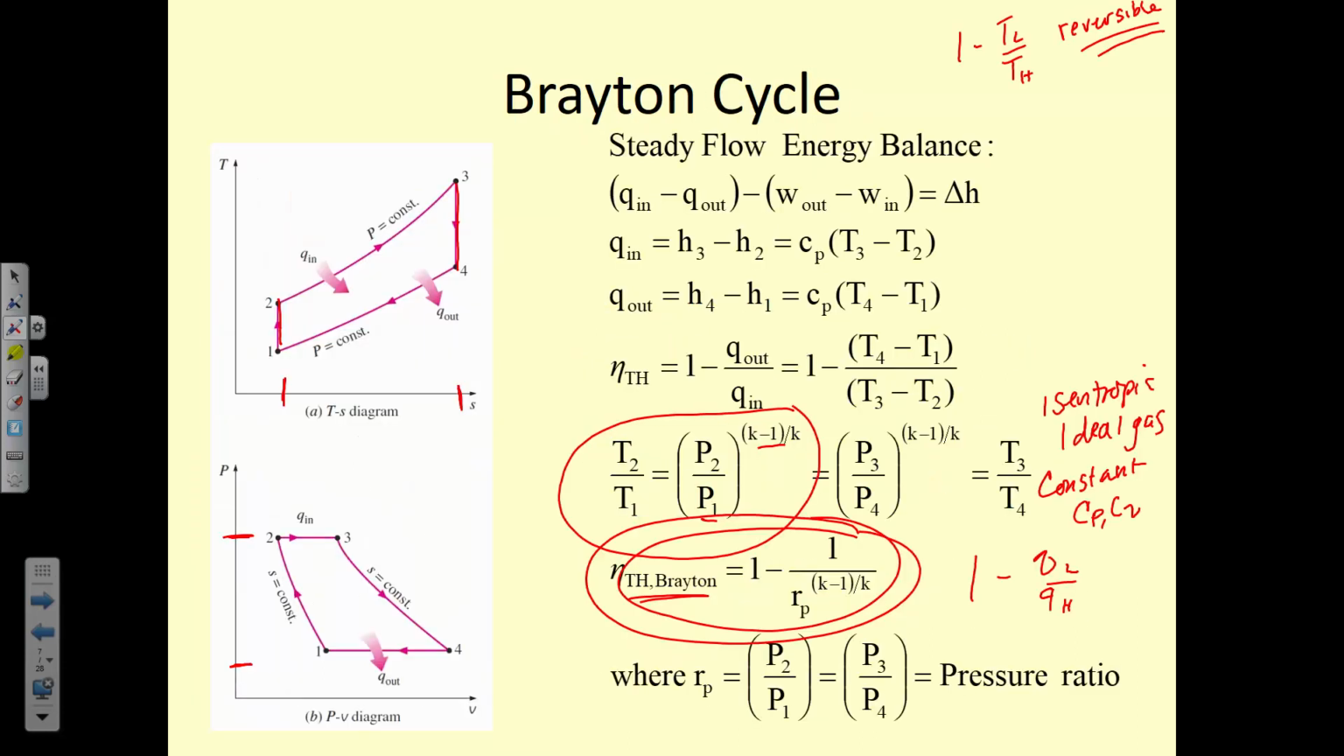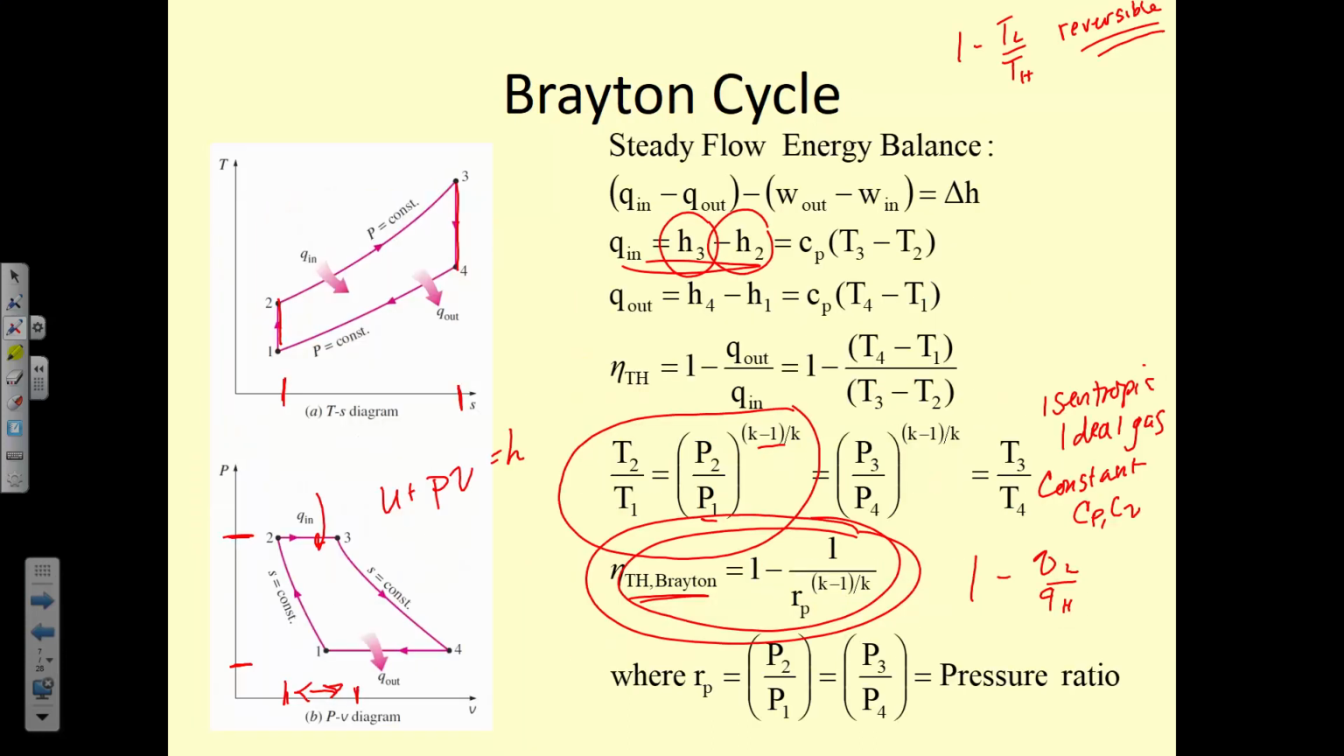And then you'll notice on here when we're finding Q in, it's H3 minus H2. So Q is coming in at a constant pressure, but the specific volume is changing. Okay, so this is like a U plus PV term is equal to H. So H3 and H2. The same for H4 and H1.